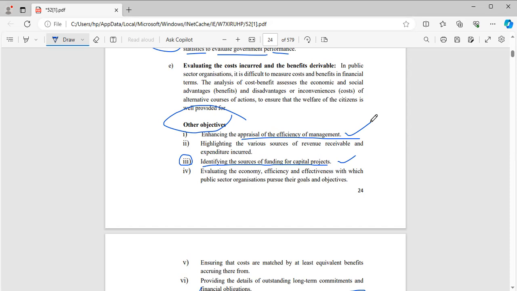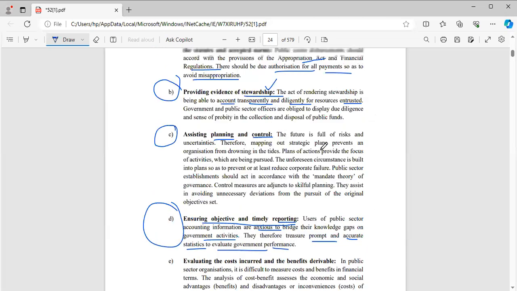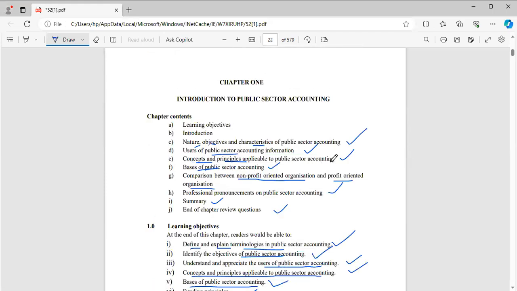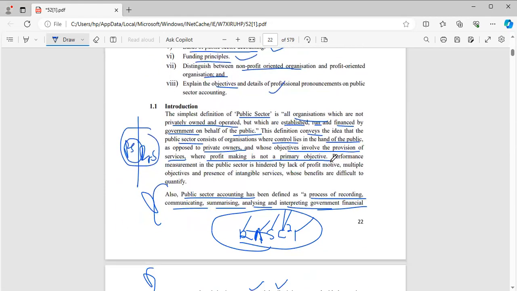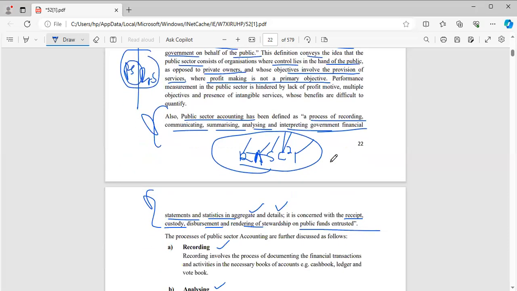Please, ladies and gentlemen, we have talked about what public sector is. That's where we started from. How do we finance public sector? I told you we finance public sector using taxpayers' money, basically taxpayers' money. Then we moved to what public sector accounting is, which I gave you an acronym, which I call RASCI: recording, analyzing, summarizing, classifying, communicating, and interpreting.